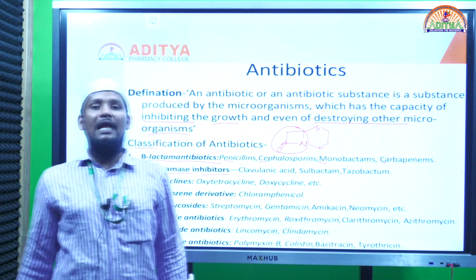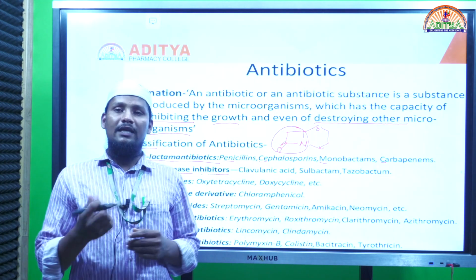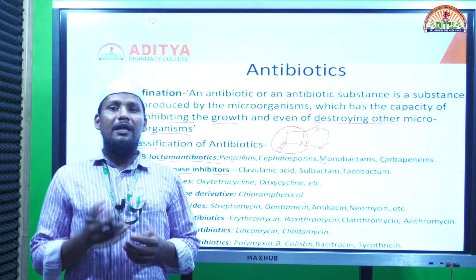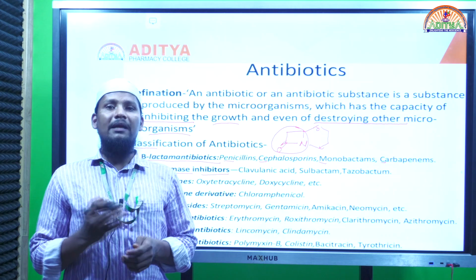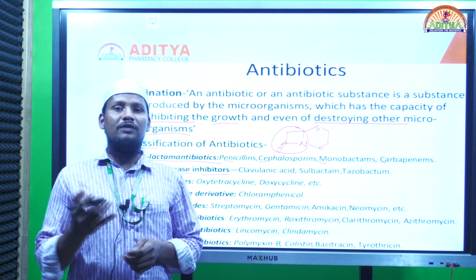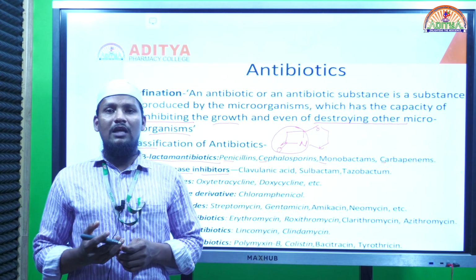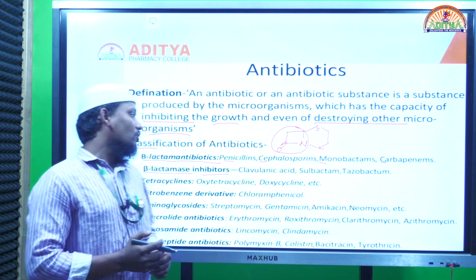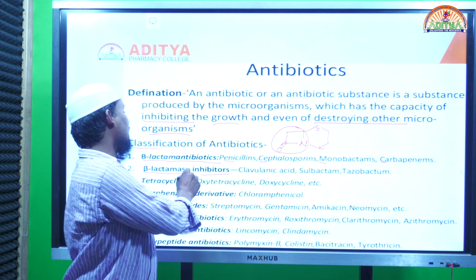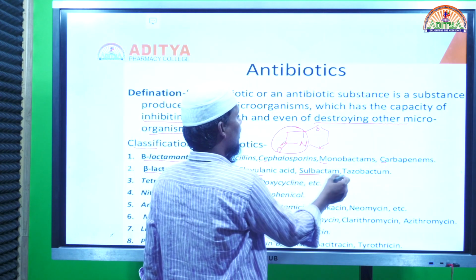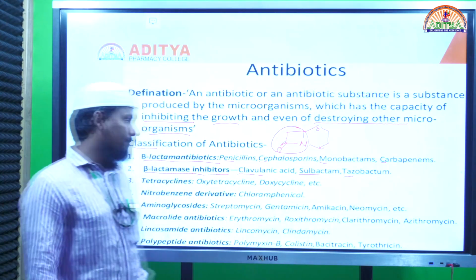Beta-lactamase is an enzyme that is secreted by the microorganism. The beta-lactamase enzyme breaks down the beta-lactam ring and makes it inactive. Because of beta-lactamase, the antibiotics are inactivated and do not show any pharmacological effect. That's why we use beta-lactamase inhibitors: clavulanic acid, sulbactam and tazobactam.